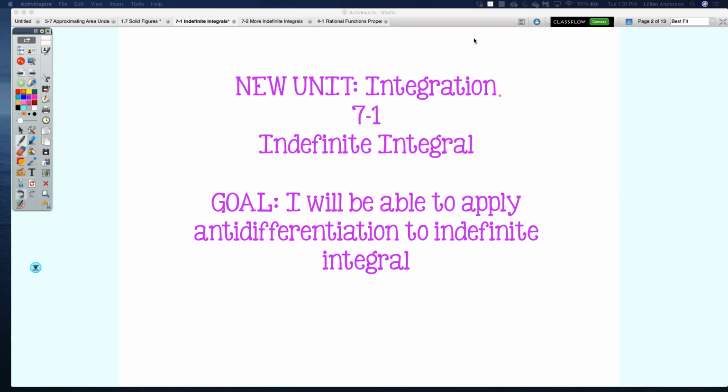All right. The indefinite integral. We are starting with integration. You will be able to apply antidifferentiation to the indefinite integral.